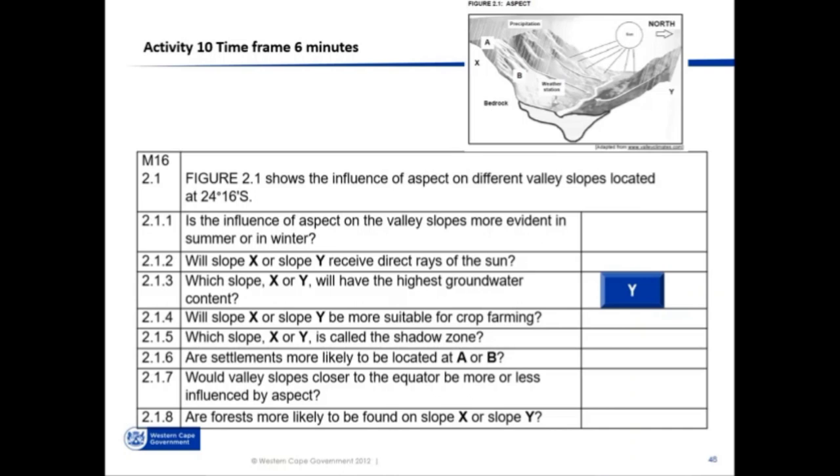Well, then, will slope X or slope Y be more suitable for crop farming? Is it X or Y? Who will take the chance with that one? That is question 2.14. Come on, other schools. You can't let Symphony beat you like that.